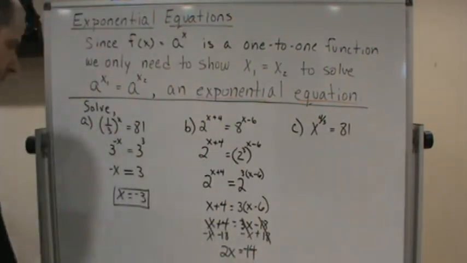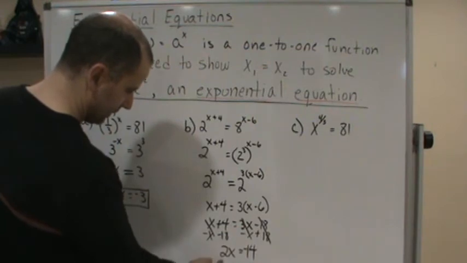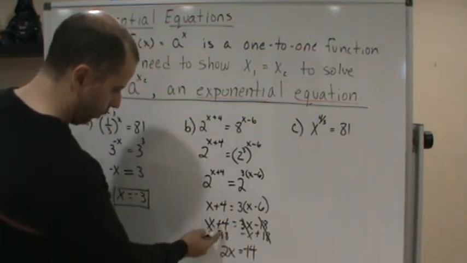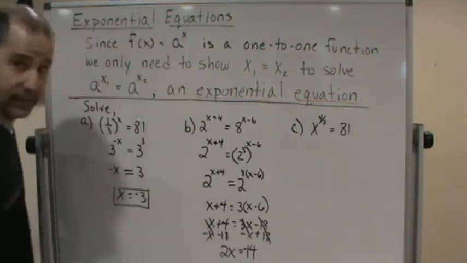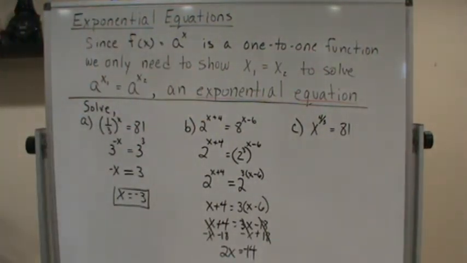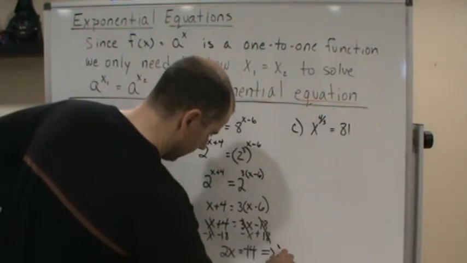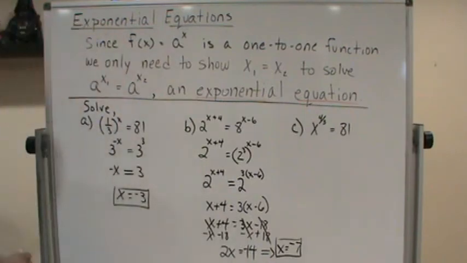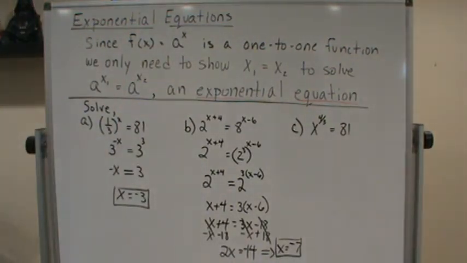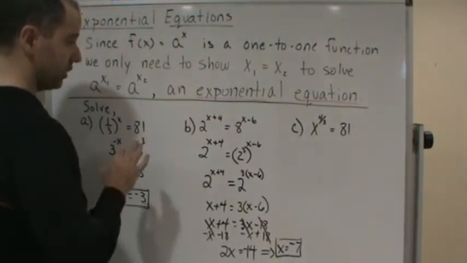Just made another mistake. Okay, so again, the 3x minus x gives me a 2x, and then the 4 minus 18 gives me a minus 14, and guess what? I get x equals what? I get x equals negative 7. Now, again, double check. Plug negative 7 back into here and make sure you get the same answer.